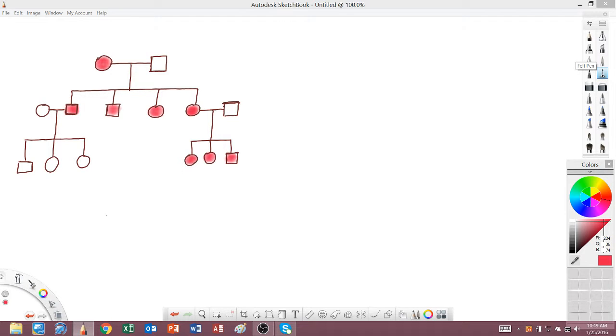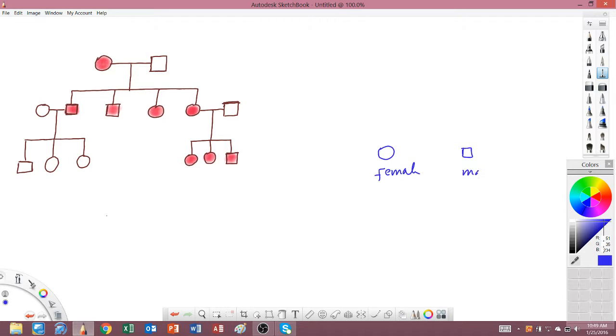Let's go with pedigree first. What are the rules of pedigree? Circle always means female. Square means male. Shaded means affected. Carriers are usually not shaded. If it's half shaded, you'll be lucky, that means carrier. Completely shaded means affected, in this case, diseased.